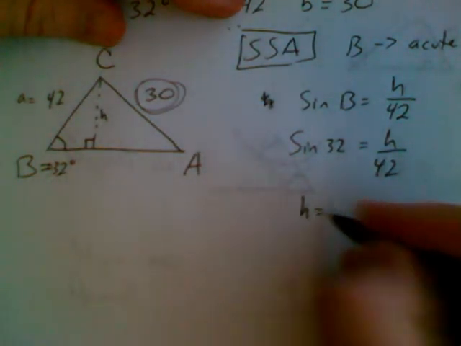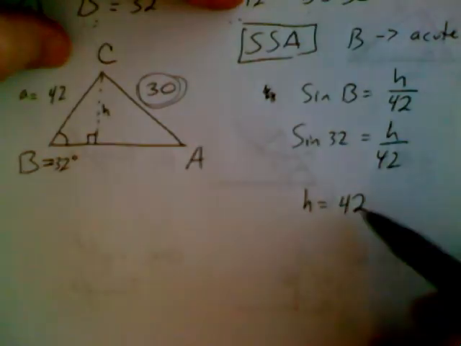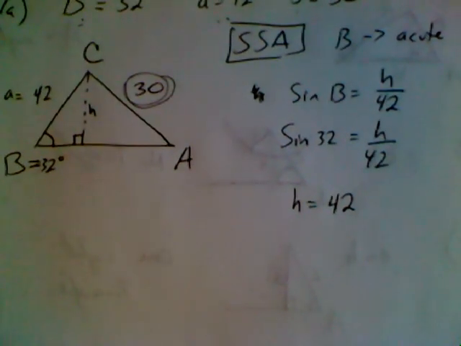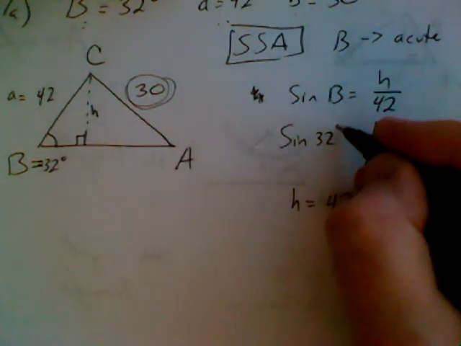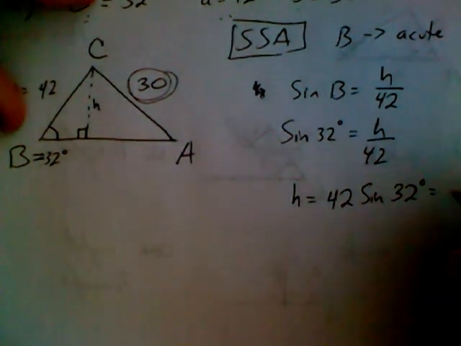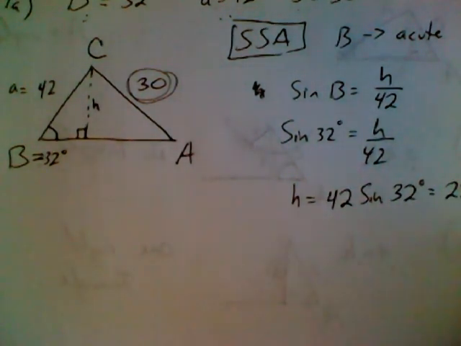100% of the time, your height will always be equal to the side we don't have any information with, times the sine of the angle we're playing with. So there should be a 32-degree mark there. What is the height value? I'm going to figure out what that is by using my calculator. In my calculator, I'm going to type 42 sine, 32 degrees. This is approximately 22.2566 dot dot dot.